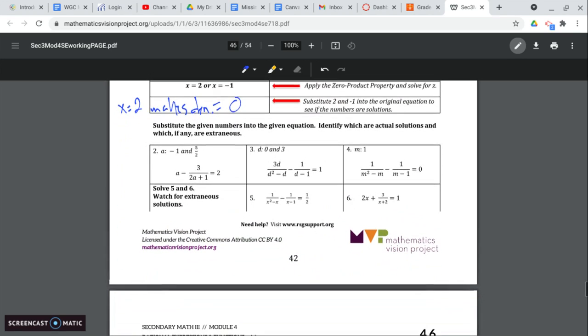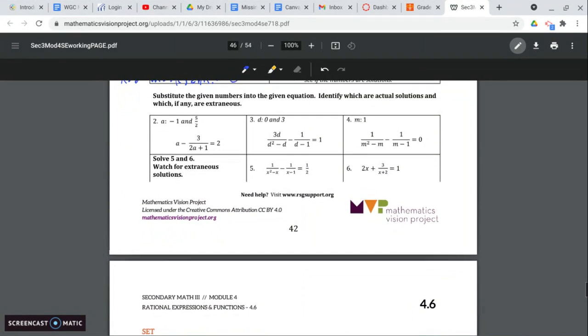All right. The next section, substitute the given numbers into the given equation. Identify which are actual solutions and which, if any, are extraneous solutions. So for number 2, plugging in -1 and 5/2 into our equation. So -2 times -1 is going to give us -2 plus 1 is -1. That works. We're good.